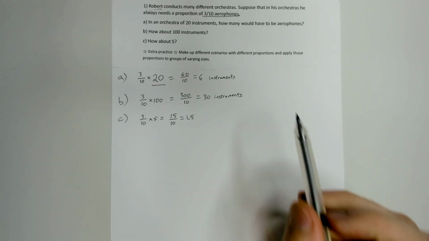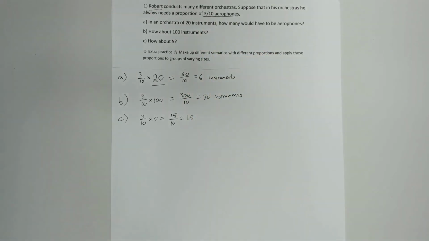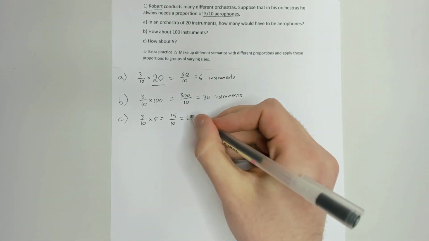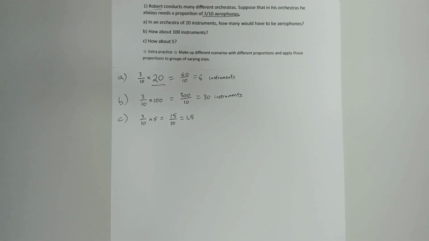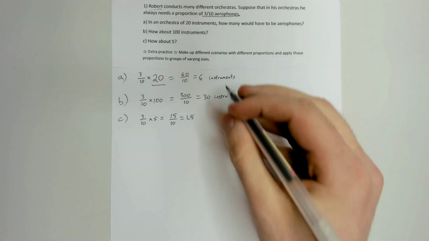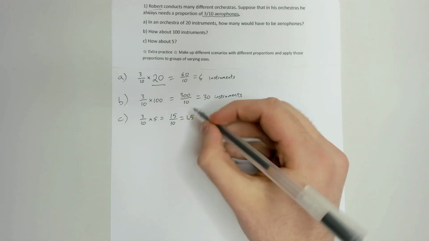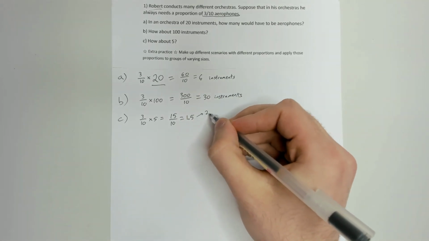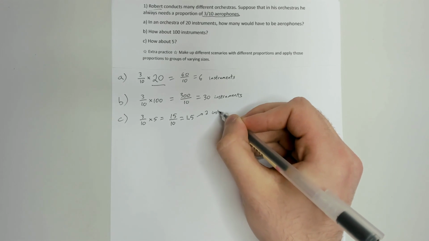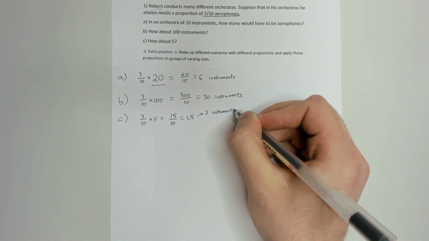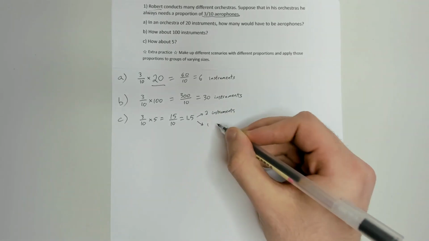So even though Robert has this rule, he can't actually 100% stick to it because you can't have a decimal amount of an instrument, right? You can only have whole number amounts of instruments. So what he has to do is choose: does he want to round this up to 2 instruments, or does he maybe want to be a little more conservative and round this down to 1 instrument?